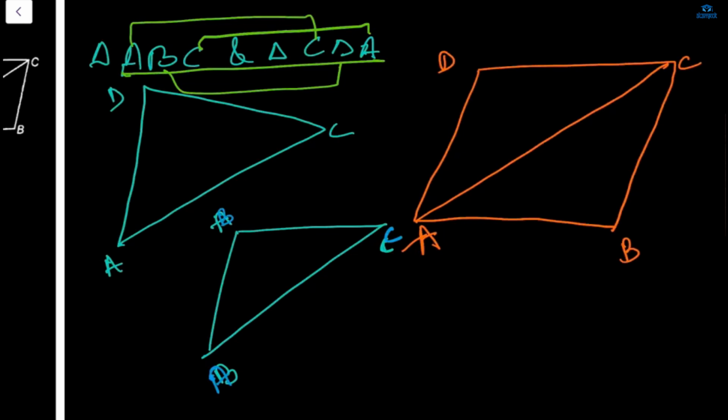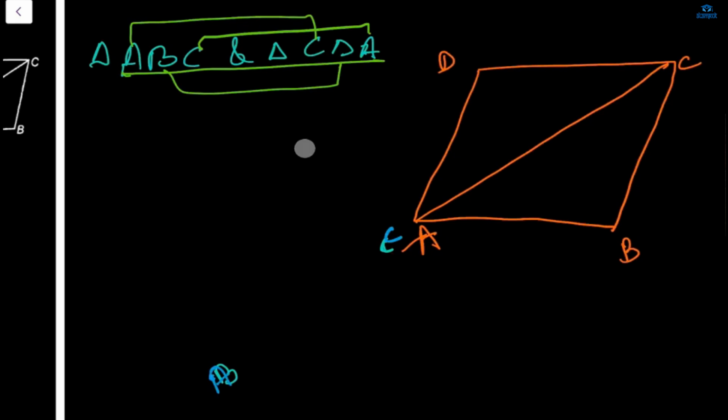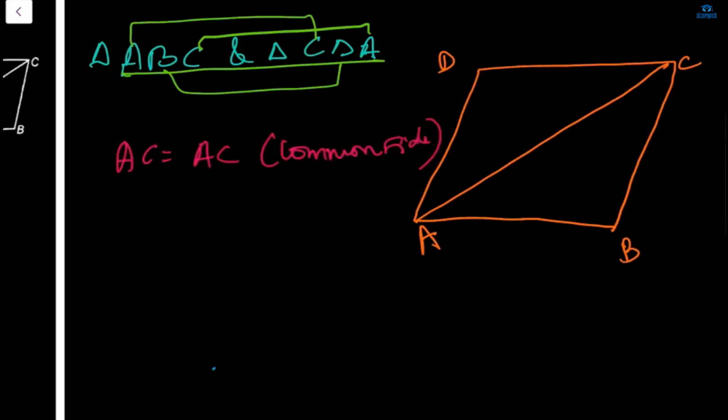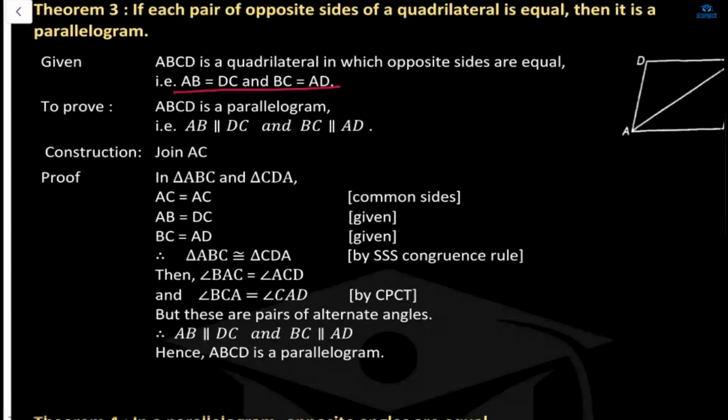Why am I explaining? Because in the same way we will be proving the angles also, the alternate angles. If you see the triangles, triangle ABC and triangle CDA, in these two triangles the AC is common. Yes, AC is equal to AC. This is the common side. Now what else? Opposite sides are already given as equal: AB is equal to DC and BC is equal to AD.